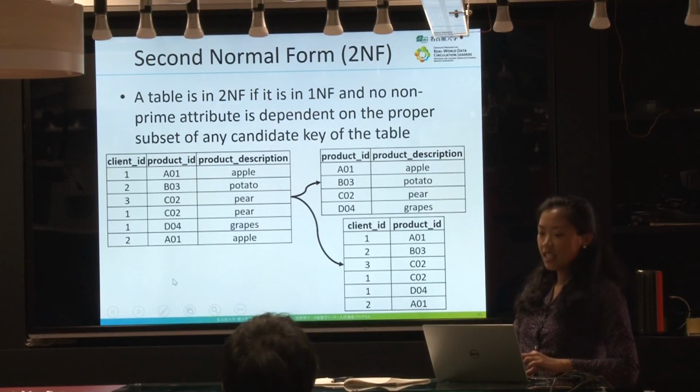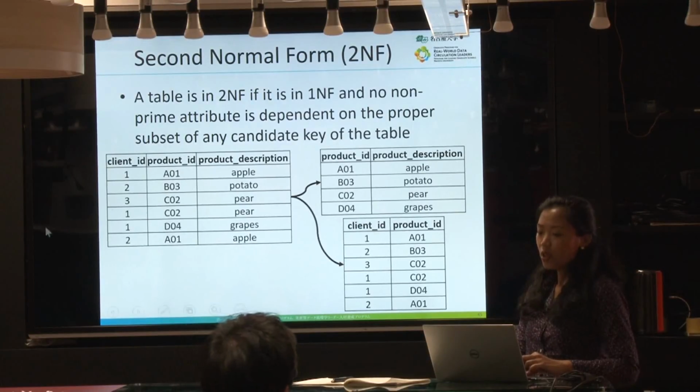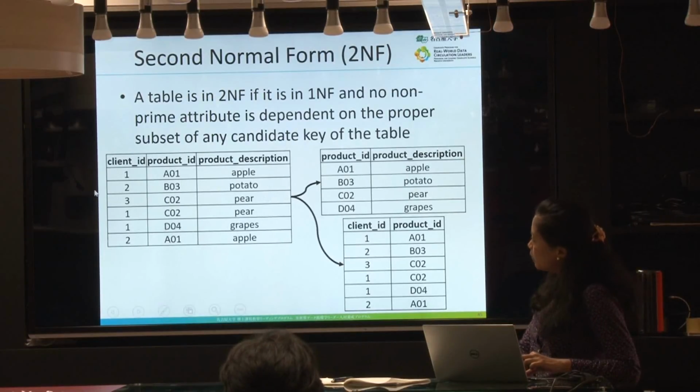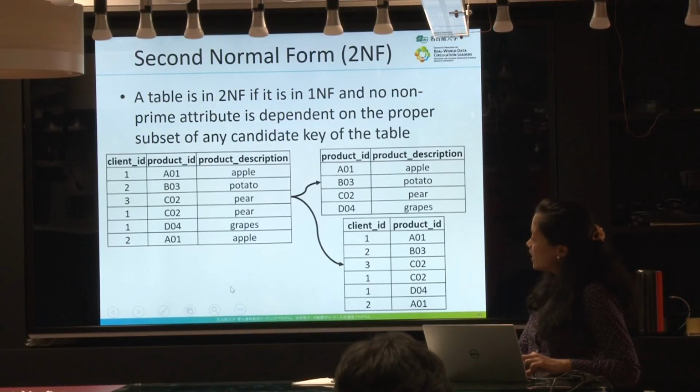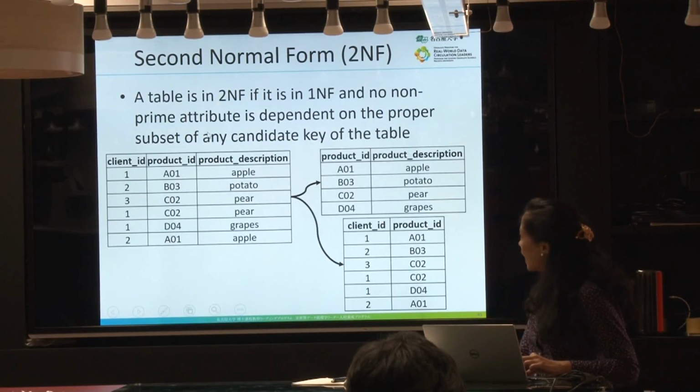So first, what is an attribute? What do we mean by a non-prime attribute? A non-prime attribute is an attribute that is not part of any candidate key. In this particular table, the candidate keys are the client ID and the product ID. So this table is in first normal form because each attribute has only atomic values, right? However, it's not in 2NF because the non-prime attribute, which is the product description, is dependent on the product ID alone and not on the client ID.